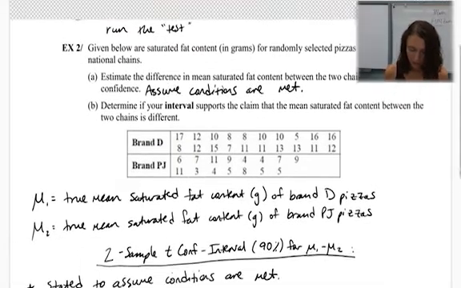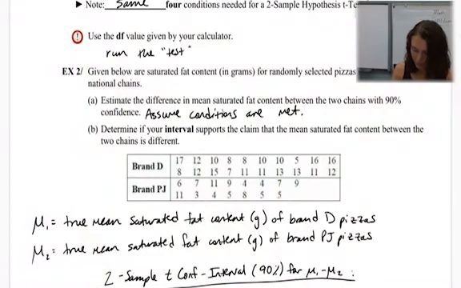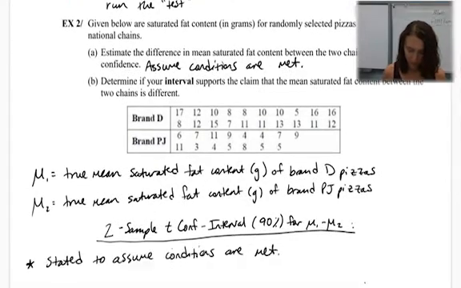Given below are saturated fat content in grams for randomly selected pizzas sold by two national chains. Estimate the difference in mean saturated fat content between the two chains with 90% confidence. I wrote in here, assume all conditions were met, just based on time in our video, I didn't want to have to go through all of them. Determine if your interval supports the claim that the mean saturated fat content between the two chains is different.